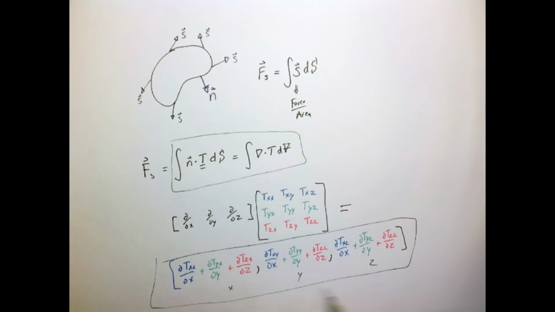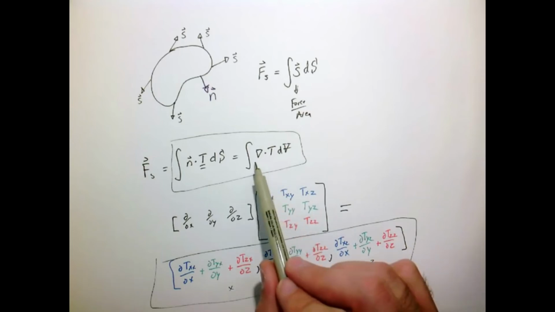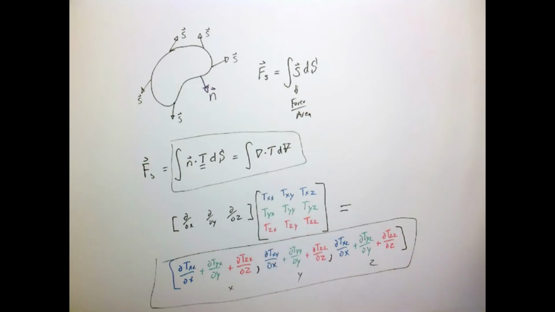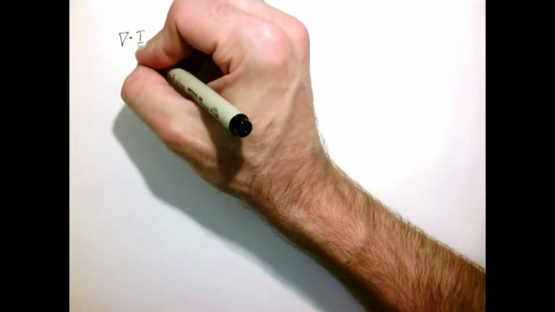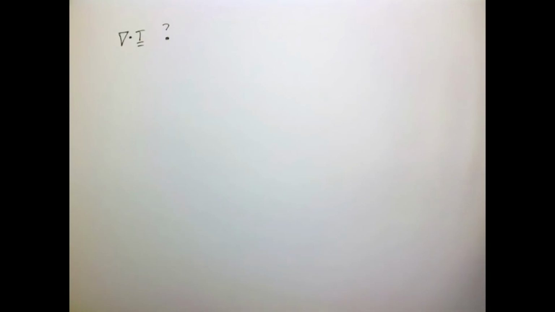And you can see the form there. So when I take the divergence of a tensor, I get a vector, and it has this form where I'm taking the gradient in the x, y, and z direction of all these different 9 numbers. So taking the divergence of a tensor gives me a vector which has this form. Let's see if we can prescribe some physical meaning to the divergence of the stress tensor.